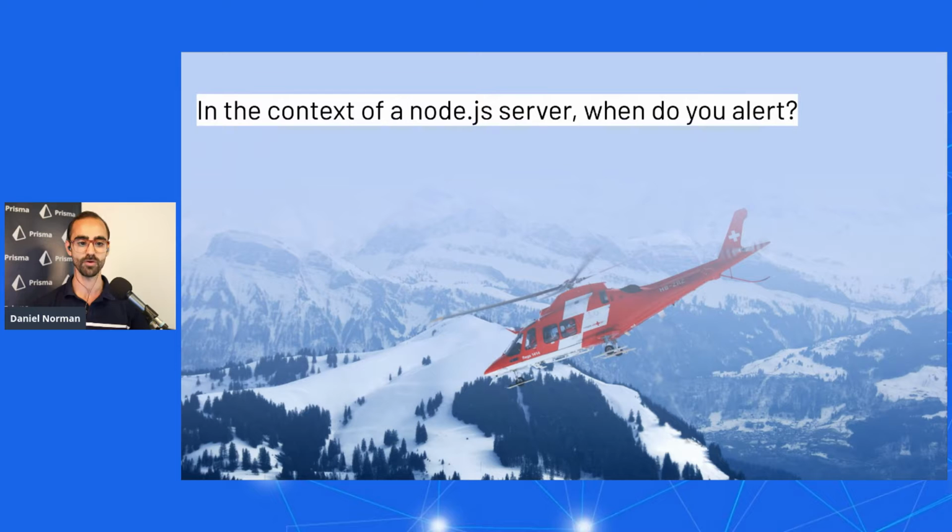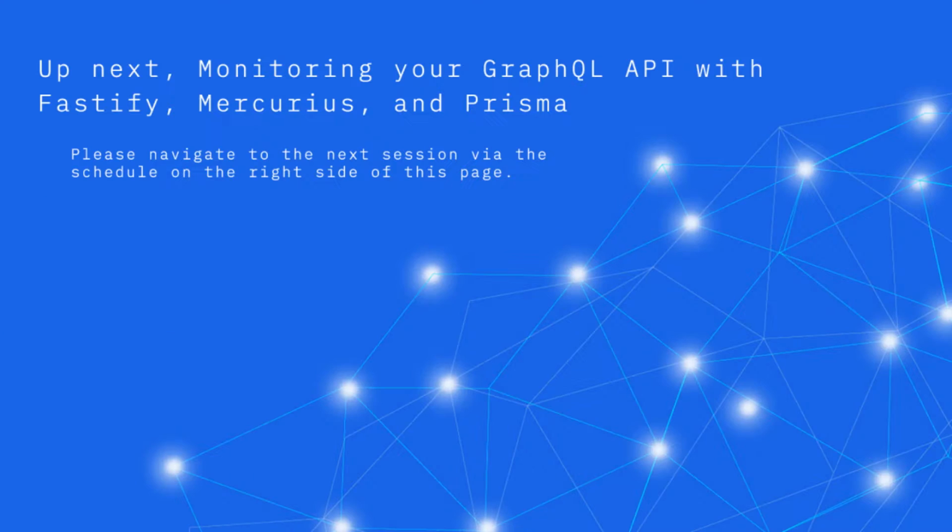So I want to start with a question. As a developer, you're often responsible for both developing features and ensuring that they run reliably. So in the context of a Node.js server, when do you alert? In other words, how do you know when things are not functioning well and require your intervention?